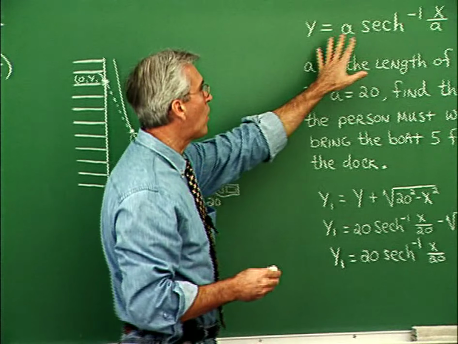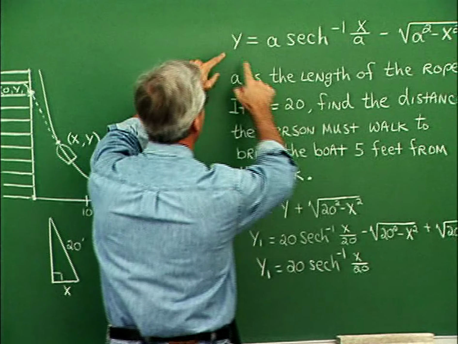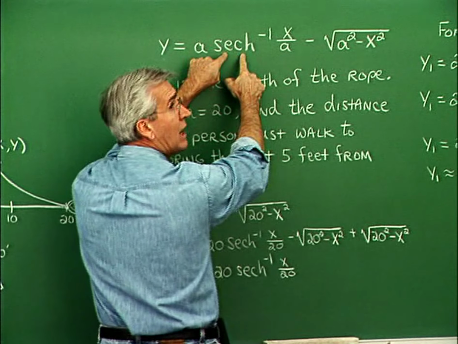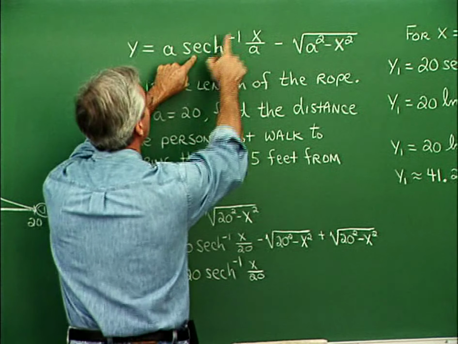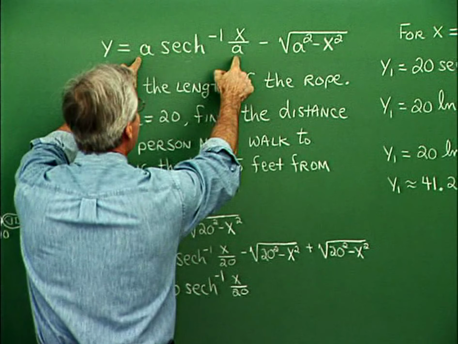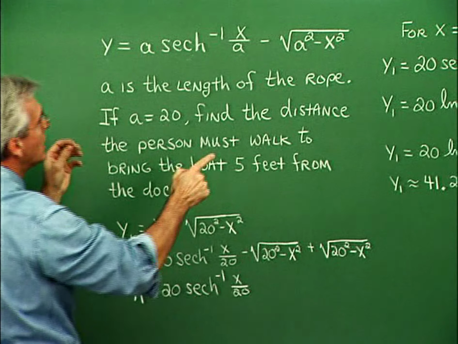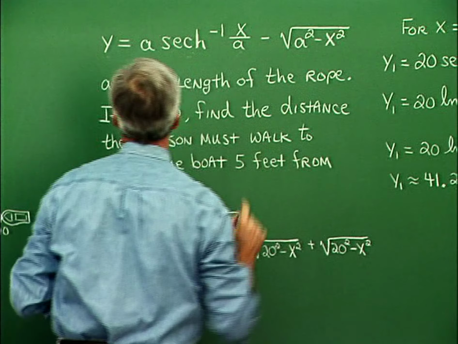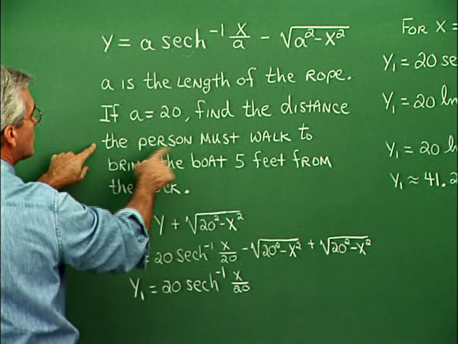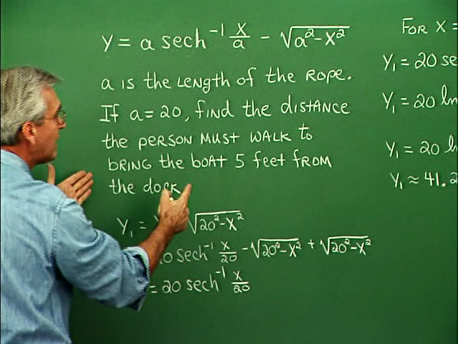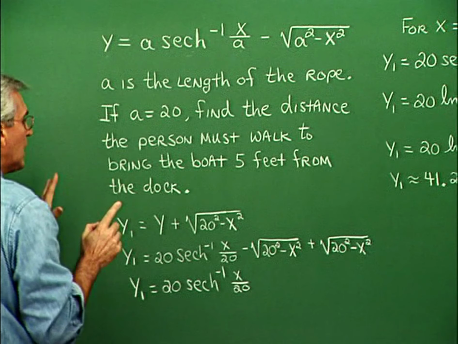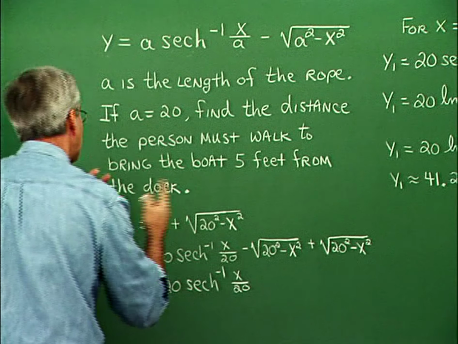Here's the equation for the tractrix. It is y equals, now notice the inverse hyperbolic secant here of x over a. A is the coefficient here. Now, this a value is the length of the rope, and then minus this amount. All right, a is the length of the rope. If a is 20, find the distance the person must walk to bring the boat 5 feet from the dock. Now, it's that distance that the person is walking.